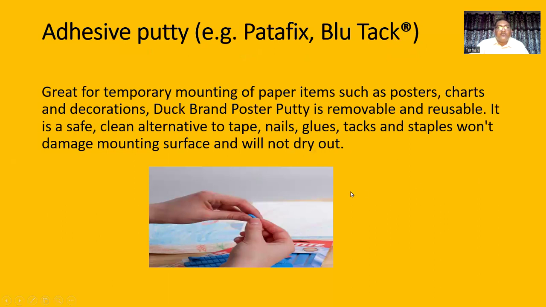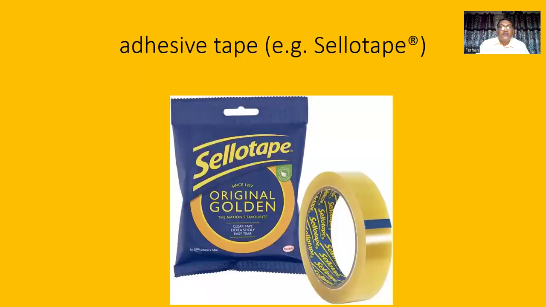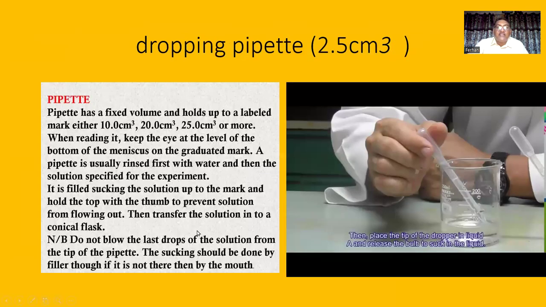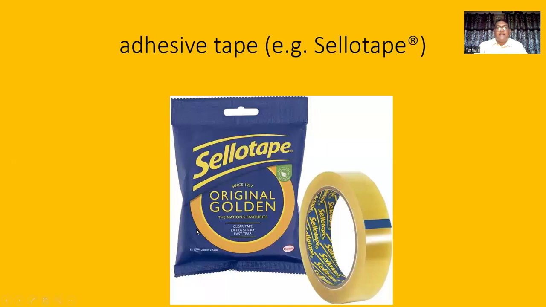Adhesive putty is something you put somewhere so that two things can be joined together. It's like a glue, but it's like a gum. For example, you put that adhesive putty, Patafix, Blu Tack we also call it, on a surface, and then you put a page on it, and the page will stick to that surface. So this is used to hold things. Okay, then the next thing is the adhesive tape. We also call it sellotape. You have seen this, and it is frequently used in our daily life.